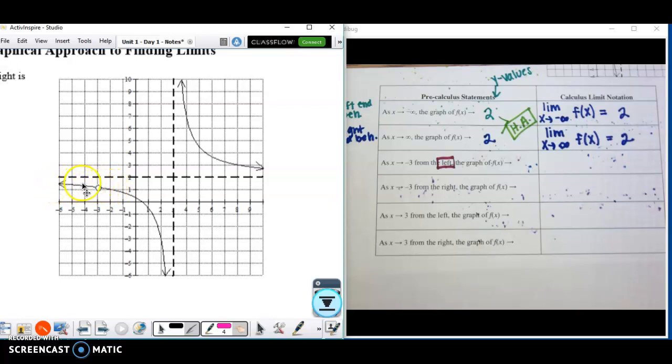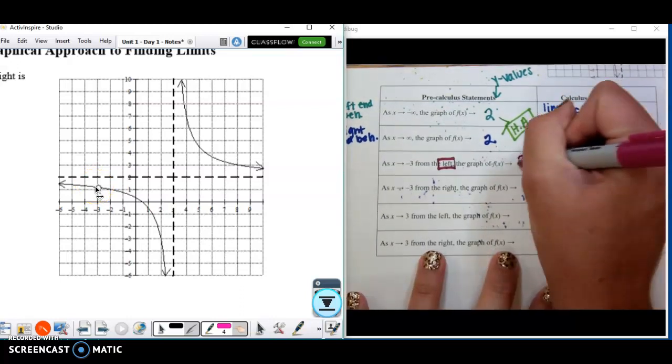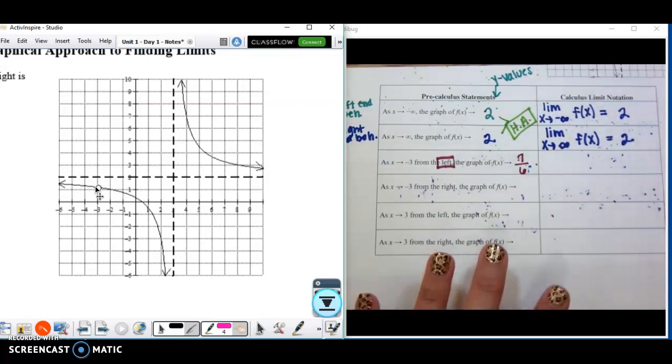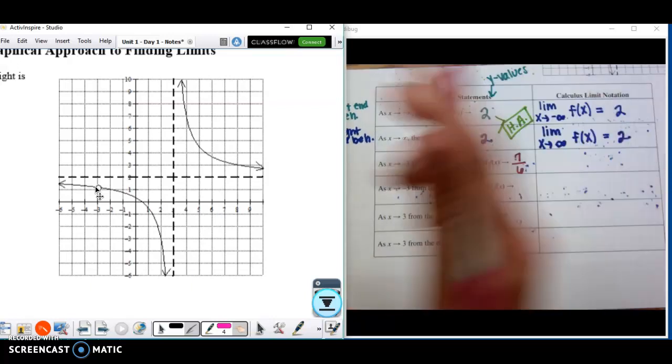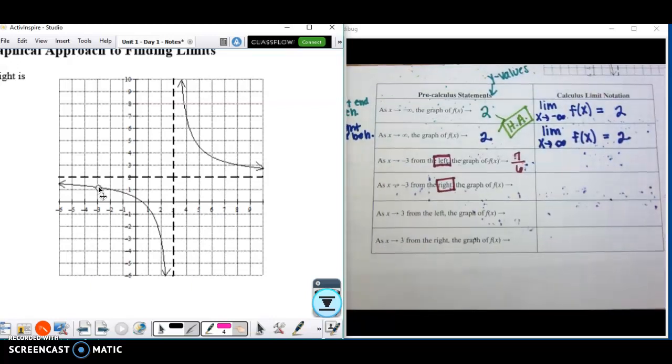So as you're coming in from the left, you're getting closer and closer, you reach that y value of 7/6. Now, it is a hole, and it's not actually the point there, but that's perfectly fine. For limits, it's just what are you getting closer to, not what's actually there. Okay? So let's go ahead and do this one underneath, and then we'll write them out. The next one says, as you're approaching -3 from the right. Same thing. If you come in on the graph from the right, get closer and closer, you're still approaching that same hole that has that same y value of 7/6.